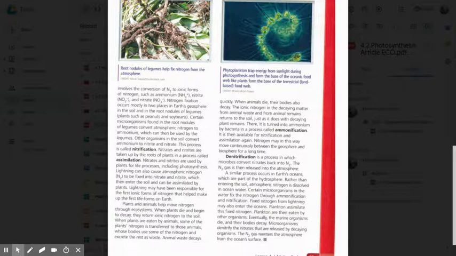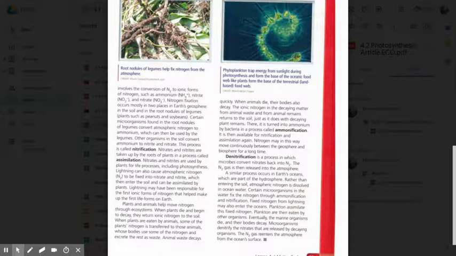Plants and animals help move nitrogen through ecosystems. When plants die and begin to decay, they release ionic nitrogen into the soil. When plants are eaten by animals, some of the plant's nitrogen is transferred to those animals, whose bodies use some of the nitrogen and excrete the rest as waste. Animal waste decays quickly. When animals die, their bodies also decay. The ionic nitrogen in the decaying matter of animal waste and animal remains returns to the soil, just as it does with decaying plant remains.